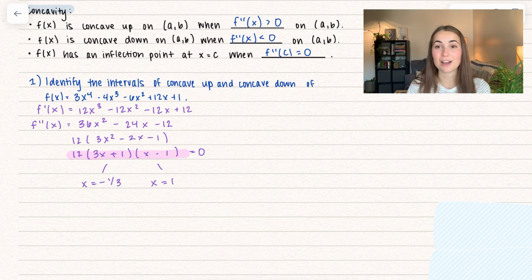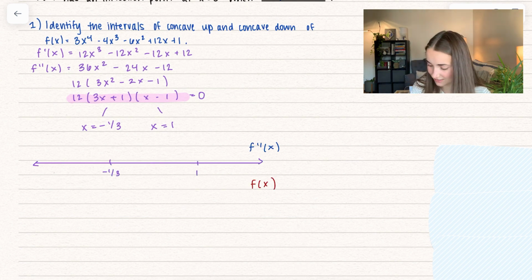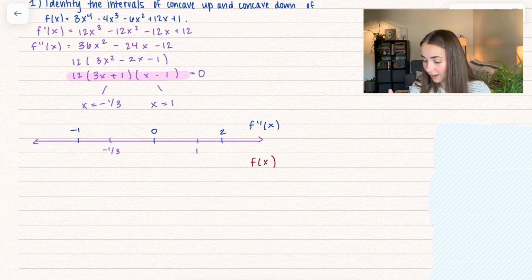So I'm going to go ahead and draw out the number line. Okay, let's choose our test points. I'm just going to choose -1, 0, and let's go with 2. And so I'm going to plug this into that highlighted version of the derivative. All we care about is if it's positive or if it's negative. We don't necessarily care about the value. So let's go and plug those in.